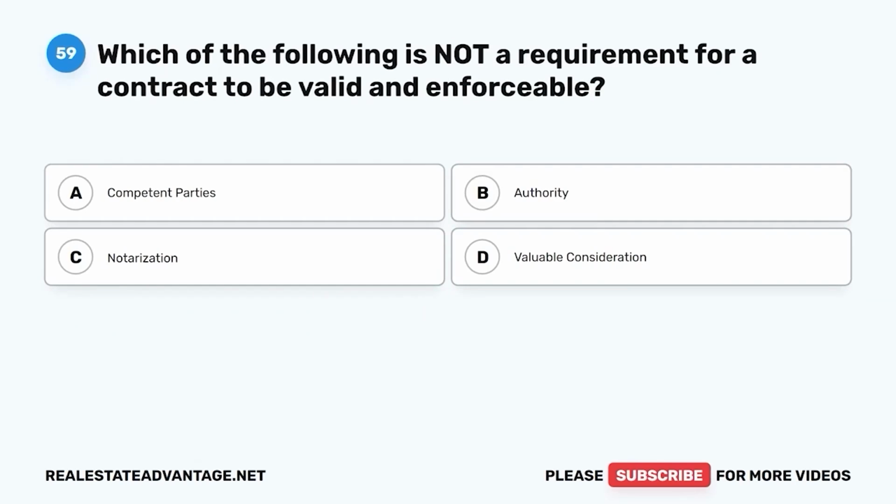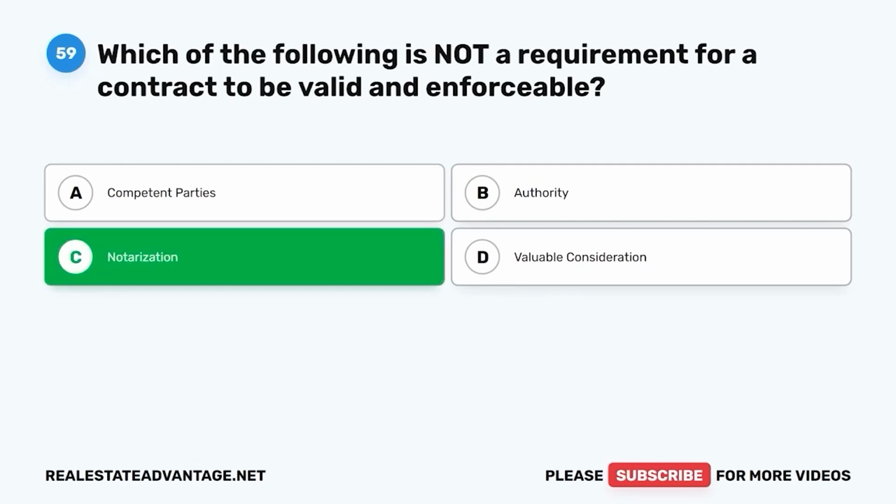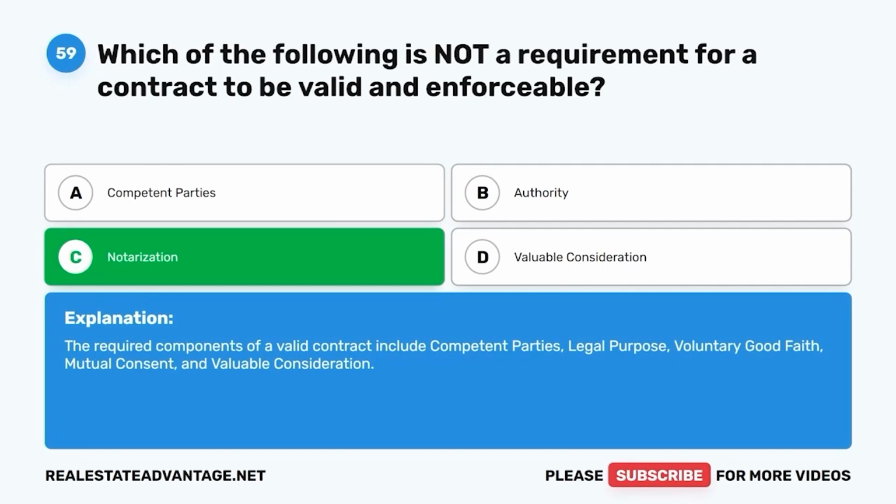Question 59. Which of the following is not a requirement for a contract to be valid and enforceable? A, competent parties, B, authority, C, notarization, D, valuable consideration. The correct answer is C, notarization. The required components of a valid contract include competent parties, legal purpose, voluntary good faith, mutual consent, and valuable consideration.